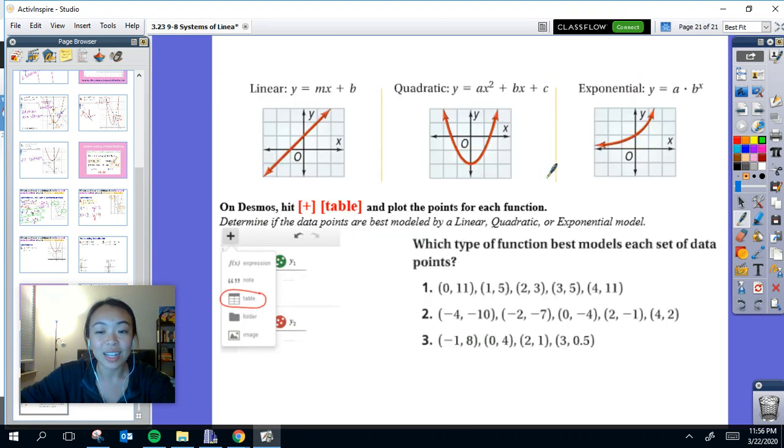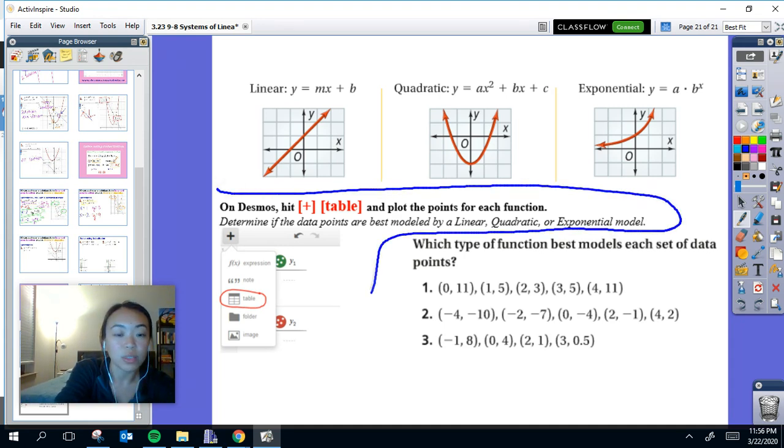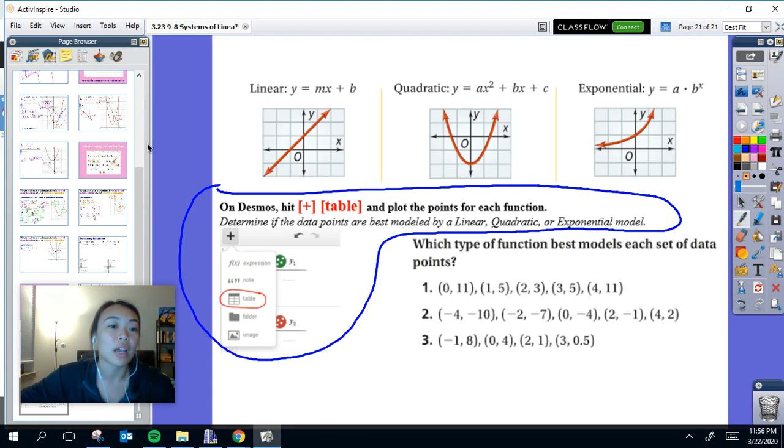Lastly, these ones, we haven't necessarily done them before, but I want you to read the instructions of how to do this on Desmos, and you guys are smart. You guys can figure it out.